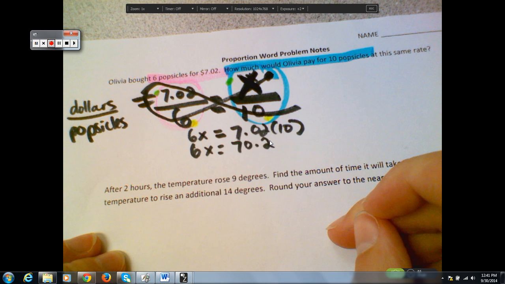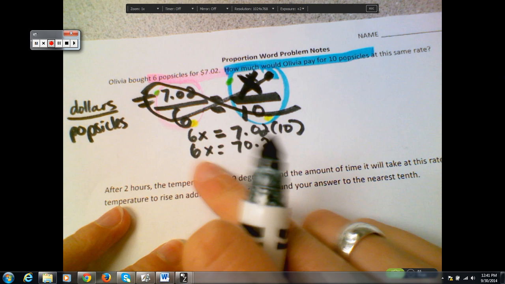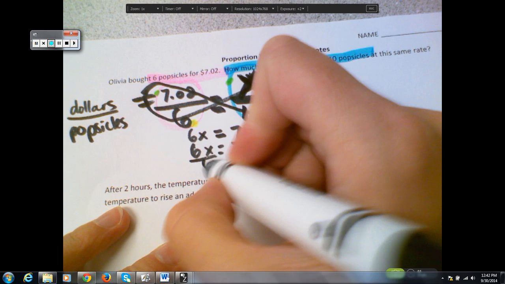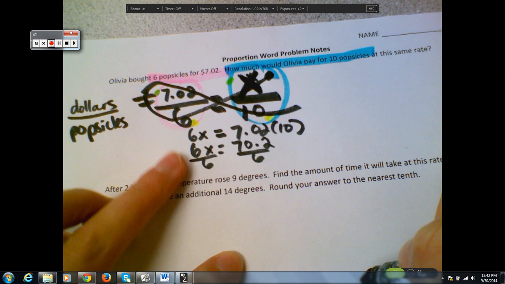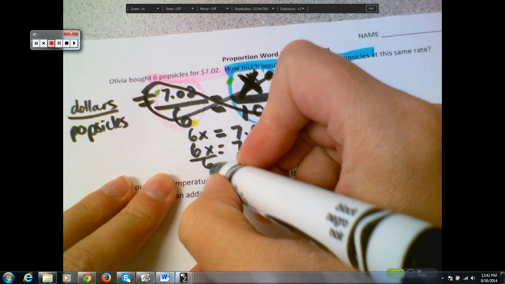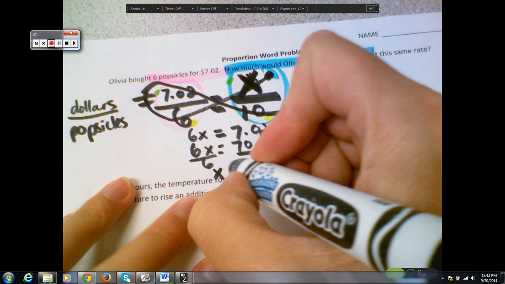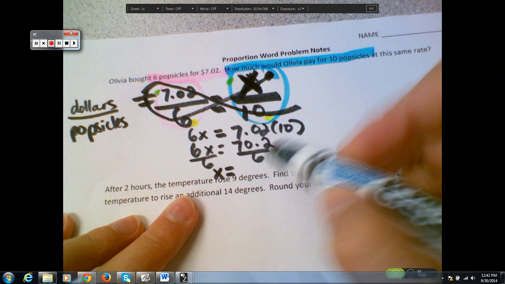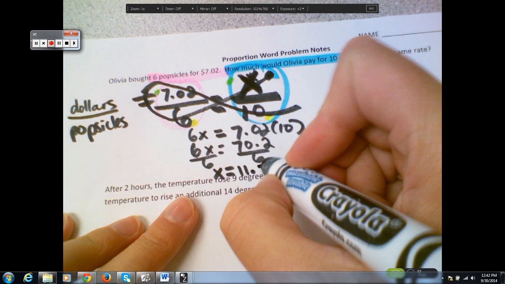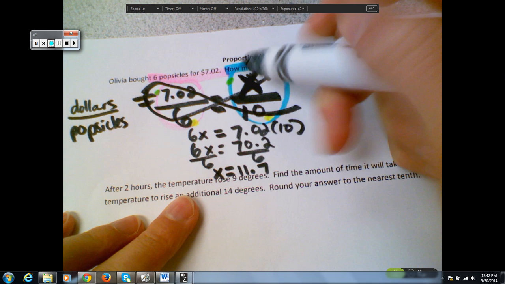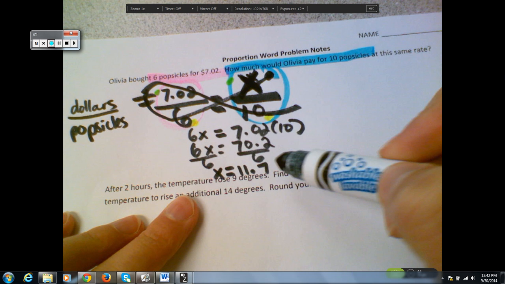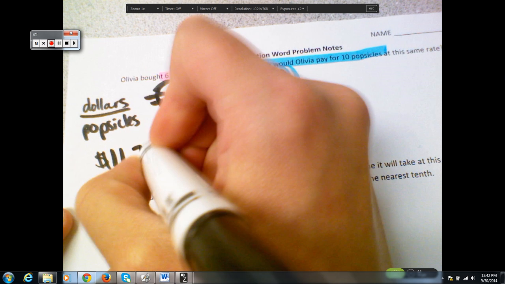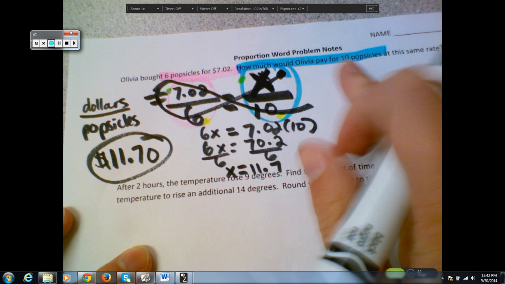70.2. Now the problem is, I need to get x alone. Right now, 6 is multiplying x, so instead of multiply, I need to divide. I'm going to divide by 6 on both sides. 6 divided by 6 is 1, which gets me just 1x, x all alone. Equal sign, and I can do this in my calculator, 70.2 divided by 6. When you calculate that, you get 11.7. Now, if we look back up into the problem, x was on top, which was dollars. That means $11.7, which doesn't really make sense, so we need to add an extra 0 on the end. $11.70 for 10 popsicles.